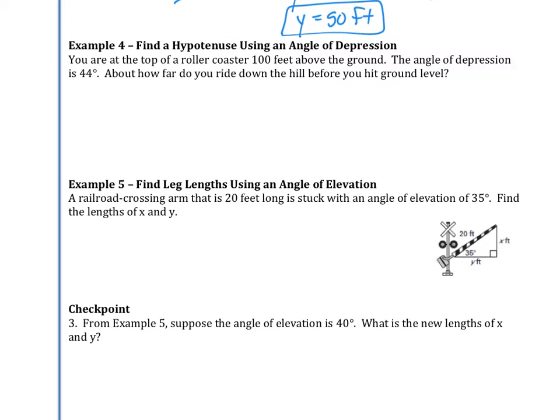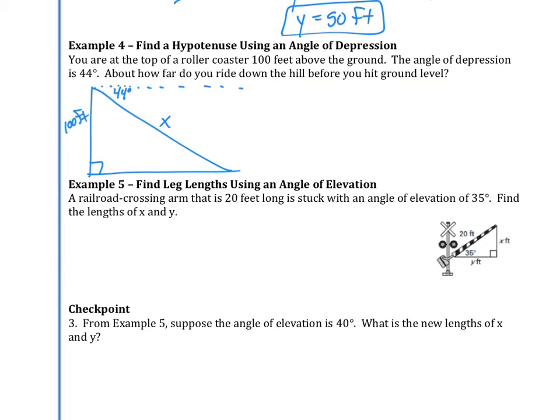All right. Example 4. You are at the top of a roller coaster 100 feet above the ground. So you're up here 100 feet above the ground. The angle of depression is 44 degrees. So if you're looking straight out, this angle of depression right here is 44 degrees. About how far do you ride down the hill before you hit the ground? So we're looking for this, x.